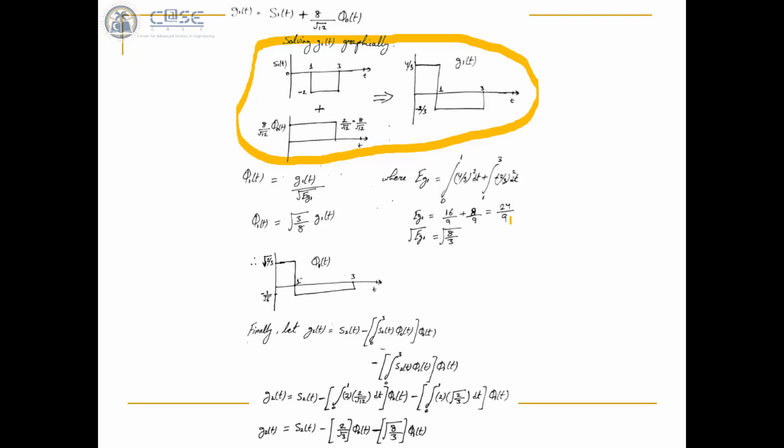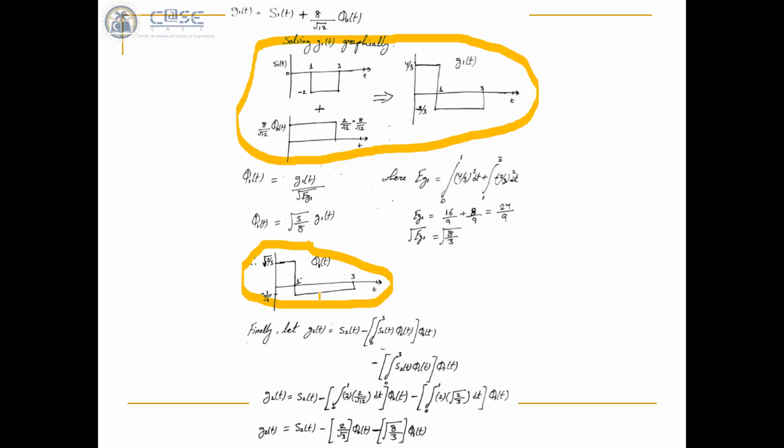And you have to compute the norm, that is, you need to take the under root of the energy in the next step and substitute it there in this equation. So as a result, you get phi1 of t, which is equivalent to under root of 3 by 8 times g1 of t. Now since you know what is g1 of t, you can easily multiply the amplitudes of g1 of t with under root 3 by 8, and you end up getting this function there, which is your second basis function, graphically represented here.